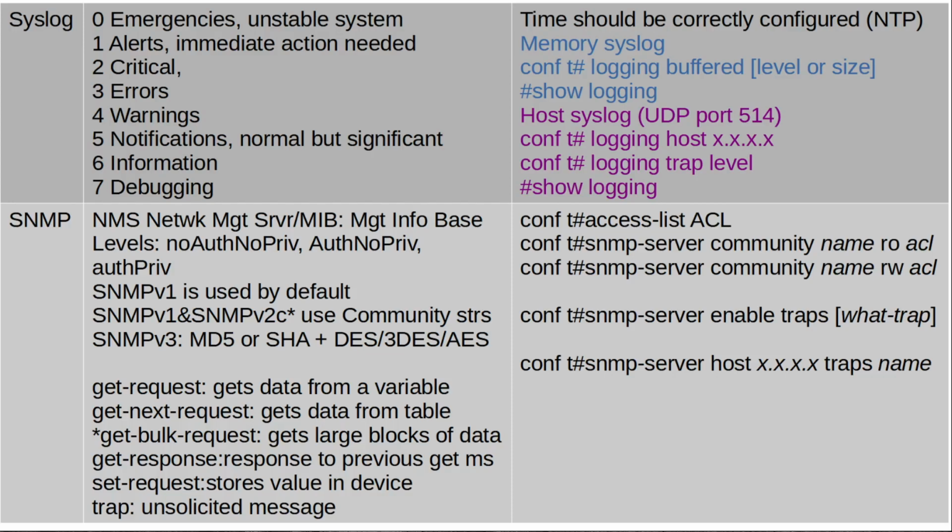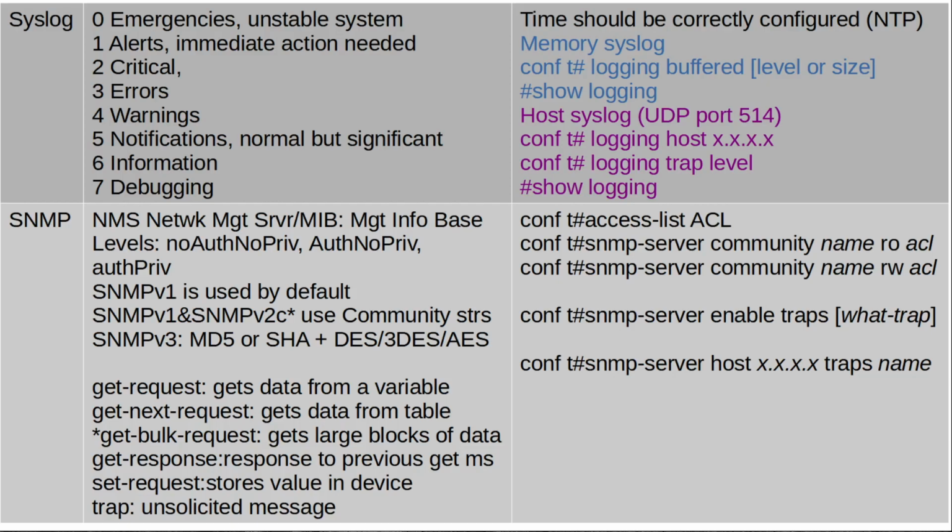Remember that you have 8 levels of messages created by Cisco devices, from 0 to 7: emergencies, alerts, critical, errors, warnings, notifications, informational, and debugging. Remember the mnemonic for this: Every Awesome Cisco Engineer Will Need Ice Cream Daily, and that probably will help you remember the syslog levels.